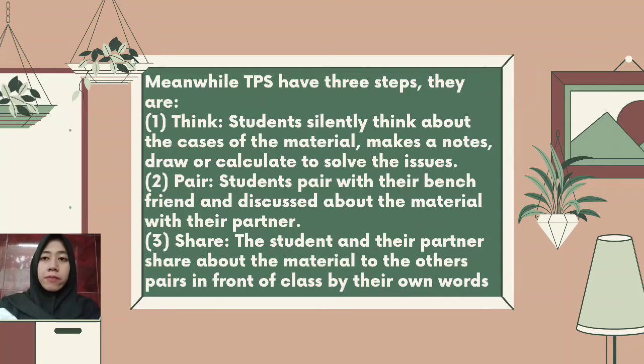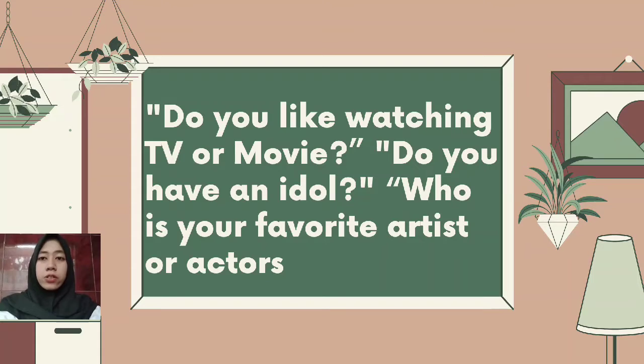Meanwhile, TPS has 3 steps. First is think. Students silently think about the case of the material, make a note, draw or calculate to solve the issues. Second, pair. Students pair with their bench friend or group and discuss the material with their partner. Third, share. The students and their partner share about the material to the other pairs in front of the class in their own words.